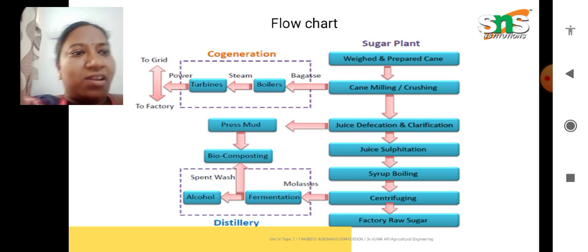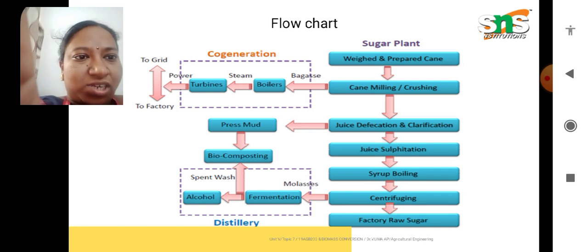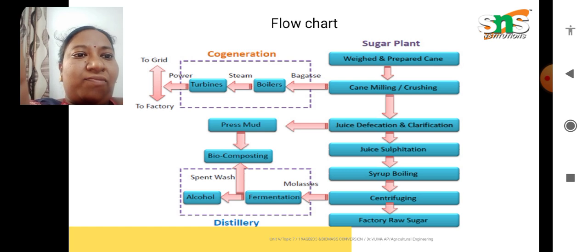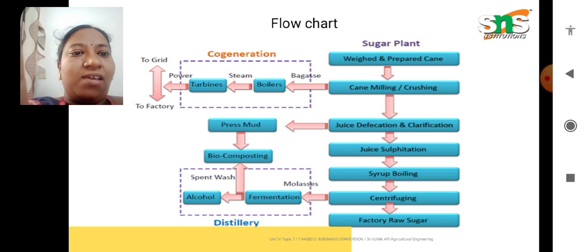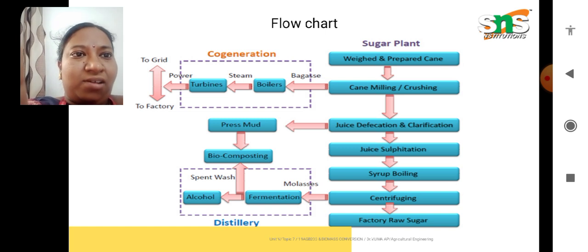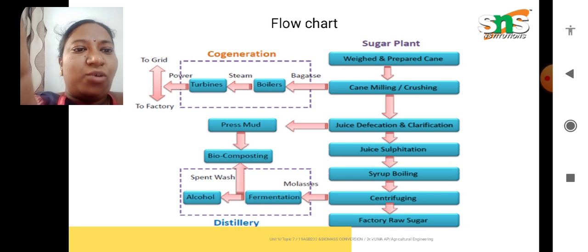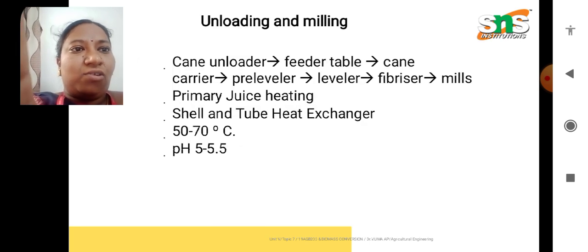The wastewater generated from the sugar industry is the spent wash and the molasses. The molasses is sent as the raw material for the distillery unit. From fermentation, where yeast is added, alcohol is produced, and the wastewater is spent wash. The waste material from the boilers is press mud. Both press mud and spent wash are laid on land and turned around for 3 months, and the biocompost is produced as well as the alcohol.